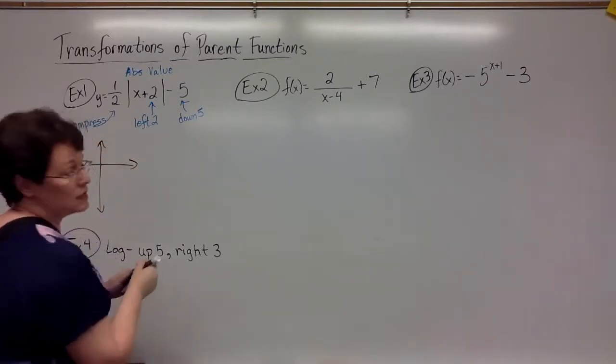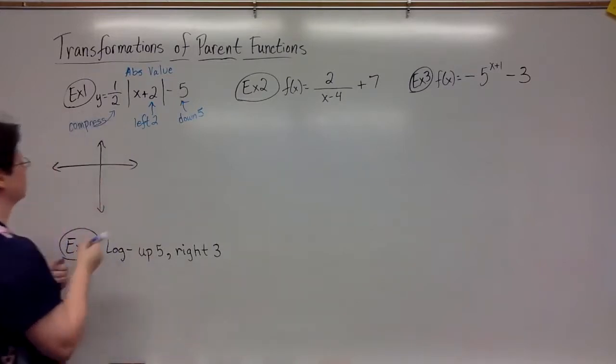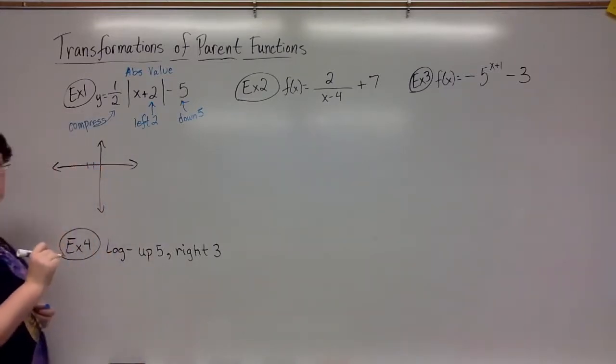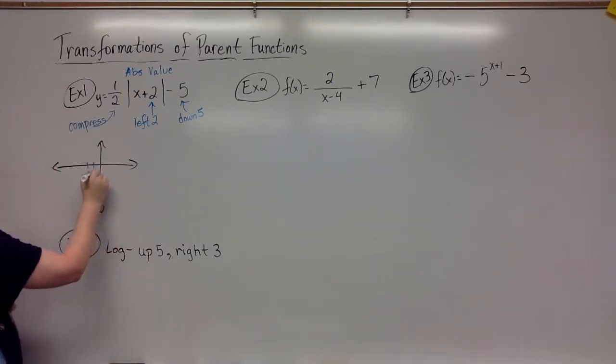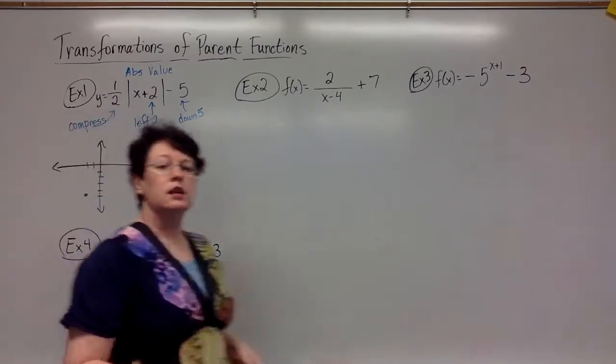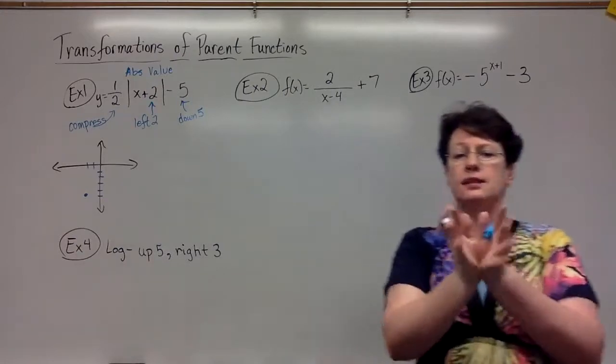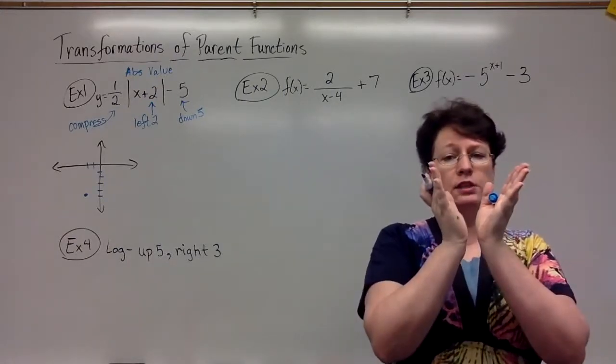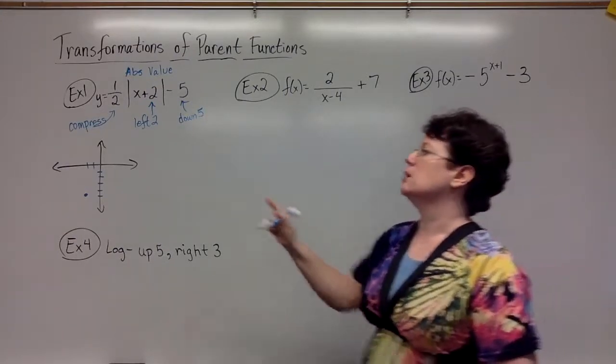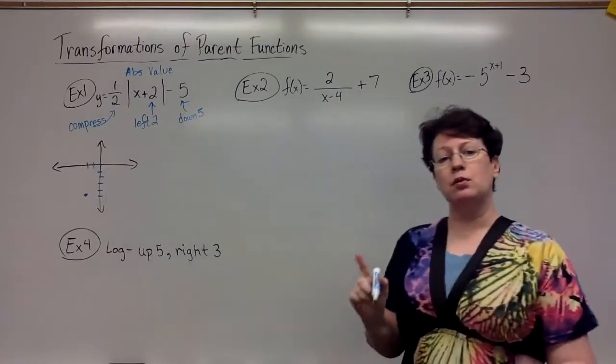Okay, we moved it left 2. 1, 2. We moved it down 5. 1, 2, 3, 4, 5. Boom. That is where the point of my V is at. Now, my V is still facing up? Yes, it is, because we did not flip it, but we compressed it.